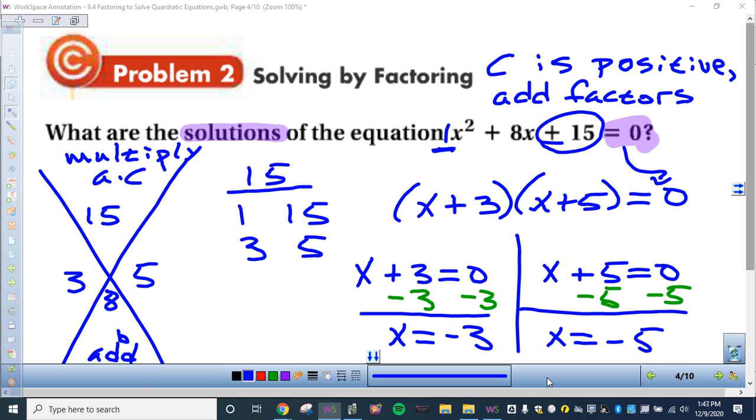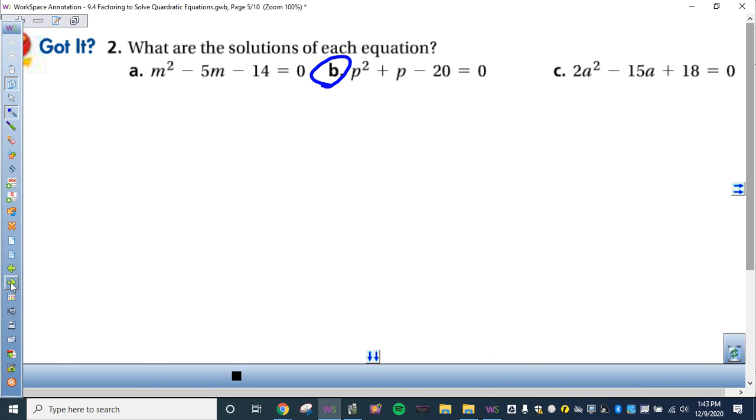So that would obviously indicate if C is negative, you subtract the factors. Okay, things that will really help you to remember as you go through more and more math classes. Okay, I want you to try this one on your own.